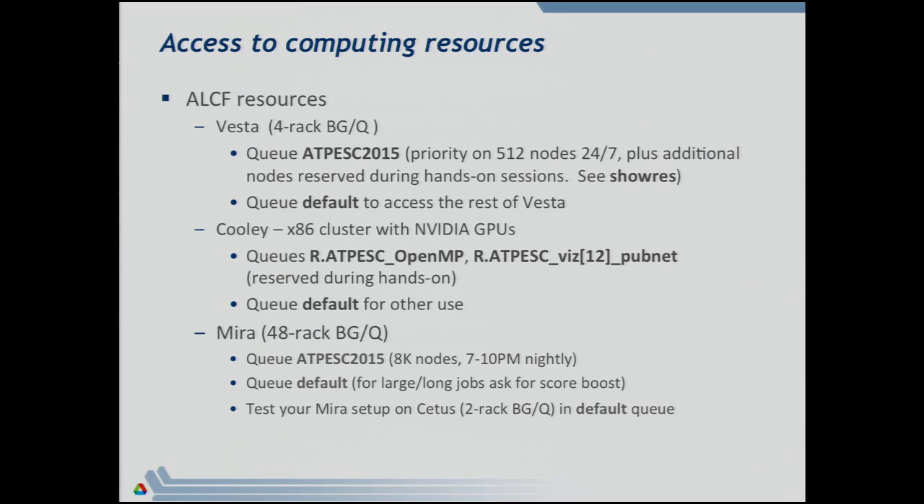So later on in the course, when some usage of Cooley, the Linux cluster, comes up, there are some hands-on related reservations that were set up, and they have different queue names than ATPESC 2015. As I understand it, just from looking at the names, one of them is for the OpenMP session, and the other 2 are for the visualization session. The session leader for that will tell you more. I'm sure they'll remind you of what to do. But outside of those sessions, you would just use the default queue.